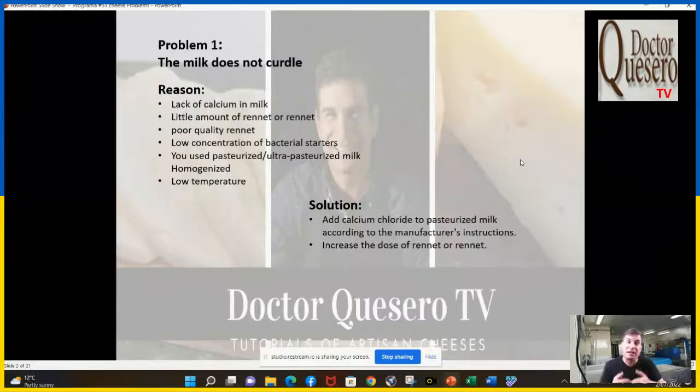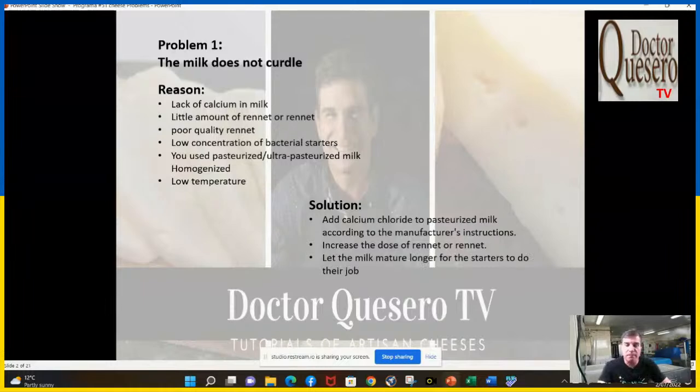But if you still have a weak curd, it means you have to attack another variable, which is, for example, your rennet might be expired, or maybe you put too little rennet, so you have to increase the amount of rennet. Maybe your rennet is expired, but not so expired. It's old, but not so old, and it's losing strength. So you have to increase the amount of rennet to get the same effect.